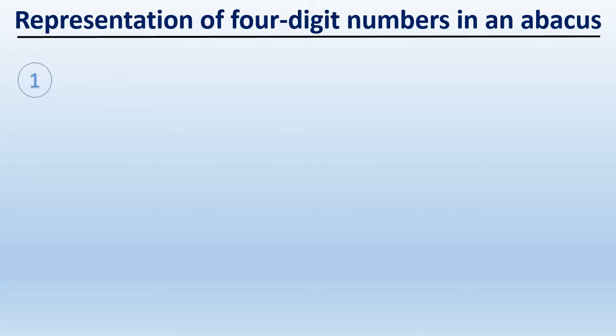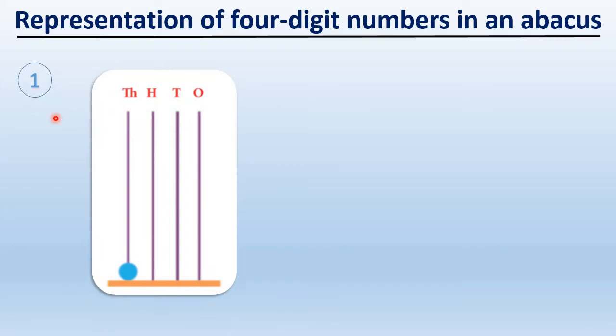Let us take some examples. Example number 1. Here we have an abacus with 4 rods, and we see one bead on the thousands place rod, and we are not having any bead on hundreds place rod, tens place rod, and ones place rod. What is the number represented by this abacus?